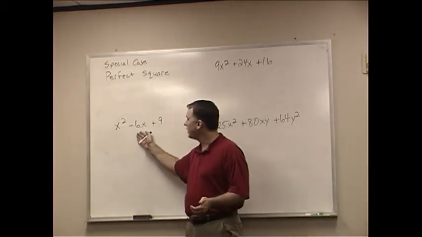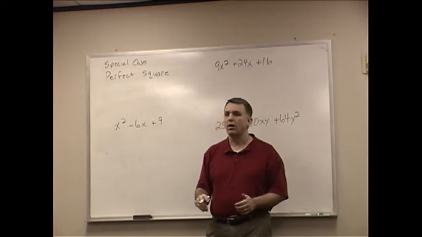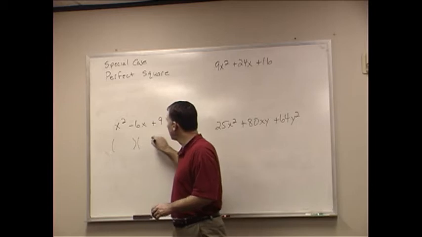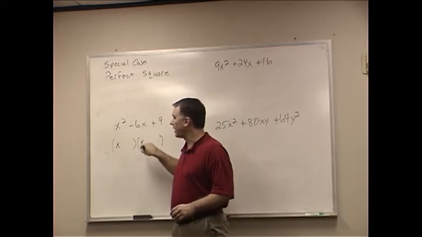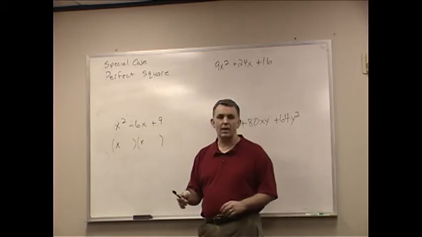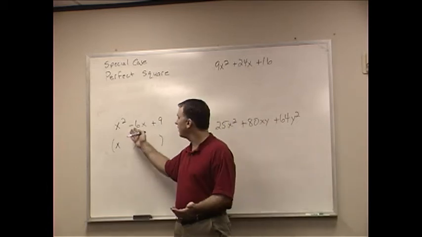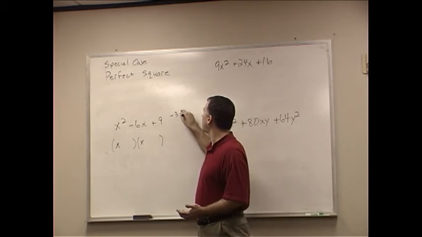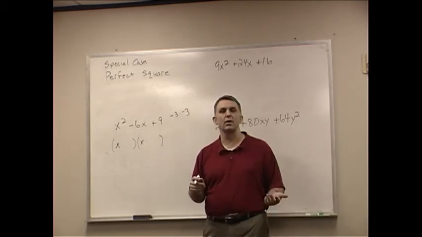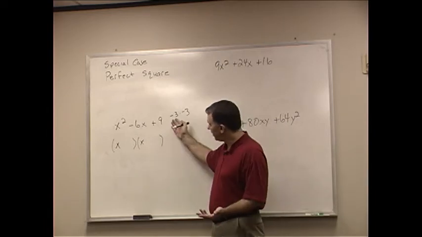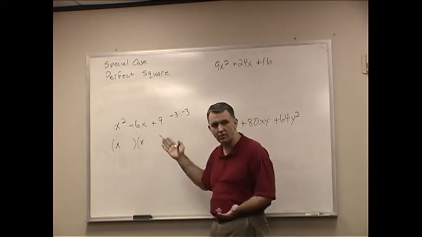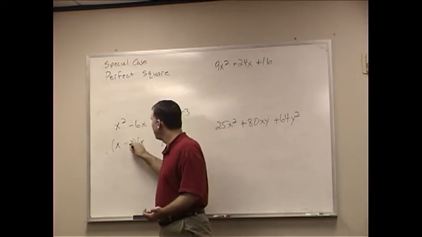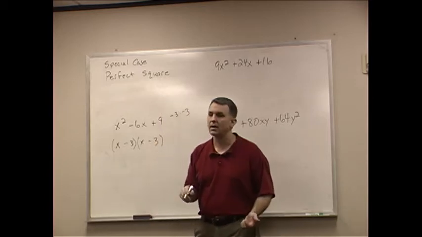I've got x squared minus 6x plus 9. Now, you probably look at that and you say, oh, that's pretty straightforward. That's just a regular old trinomial. I got x and x, and I've got positive 9. I need factors of 9 that add up to be negative 6. And hopefully you'll eventually come up with the pair of negative 3 times negative 3, because negative 3 times negative 3 multiplies to be 9, and when you add it, it adds to be negative 6. So you write minus 3, minus 3.